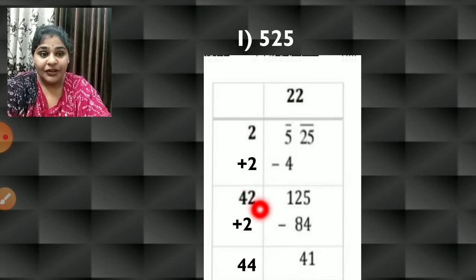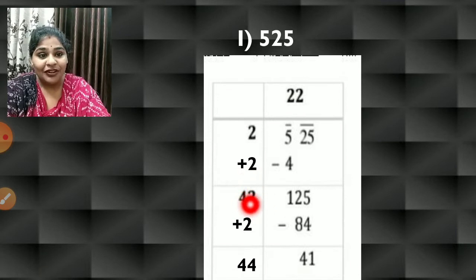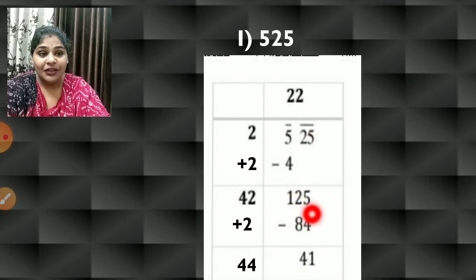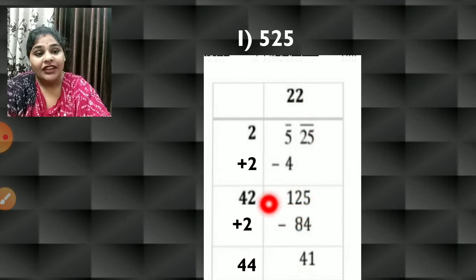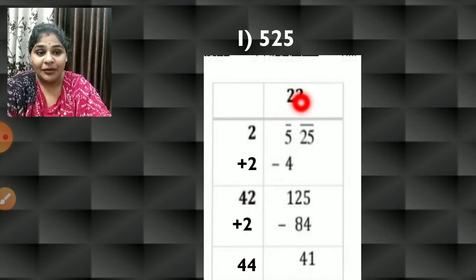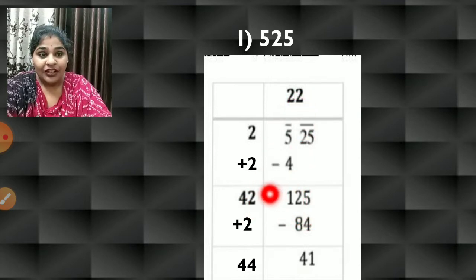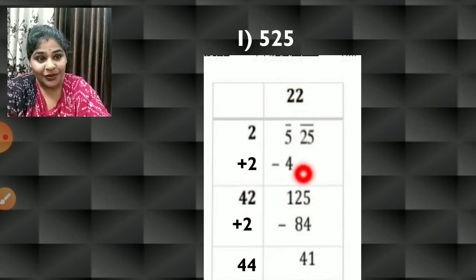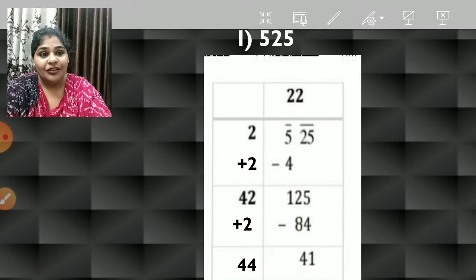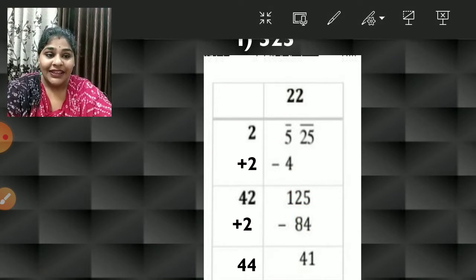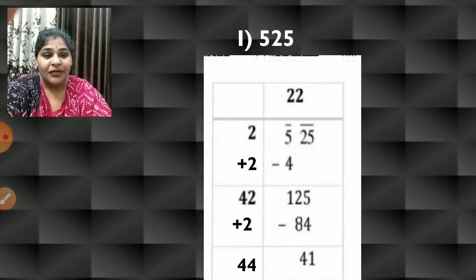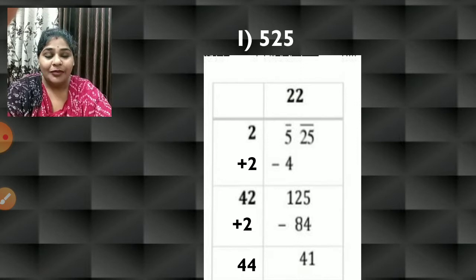And after 4 now we have to take such a number that the product of this whole number multiplied by that number should be equal to or less than 125. Now we have found that 42 multiplied by 2 will be 84. Now 43 multiplied by 3 will be greater than 125. So we will take 2. So 42 multiplied by 2 is 84, and 125 minus 84 is 41. And on the left hand side now we will add the same number, that is 42 plus 2 will be 44.